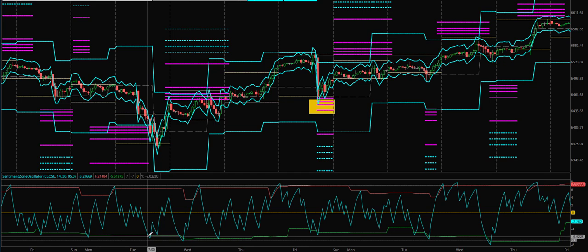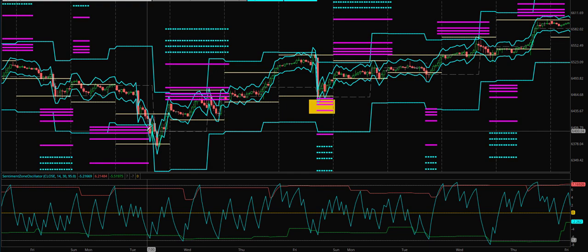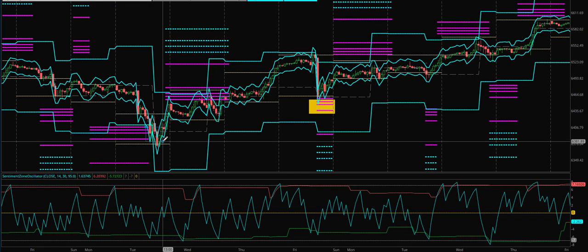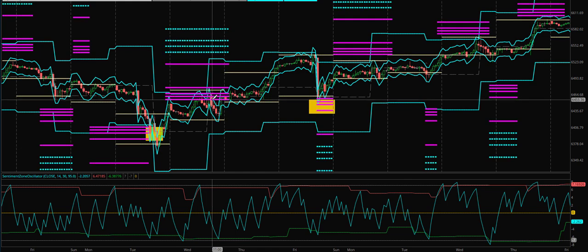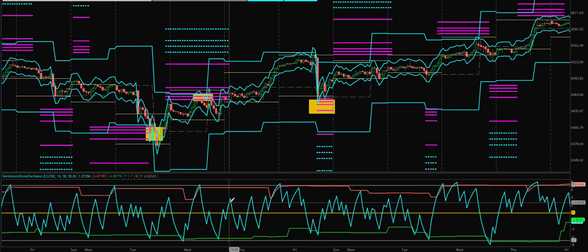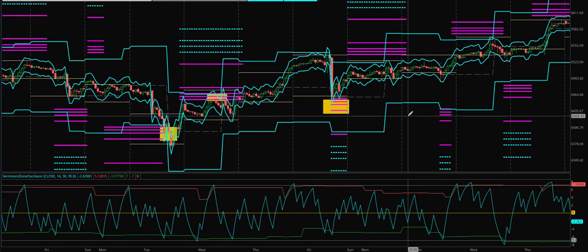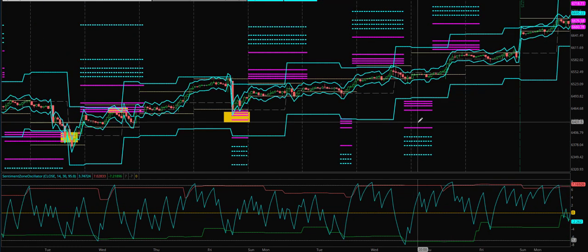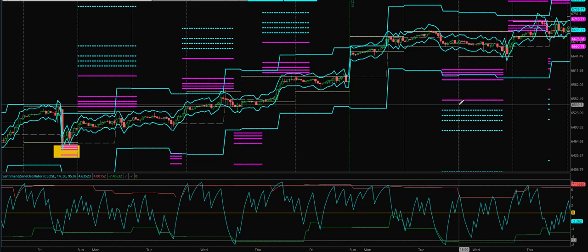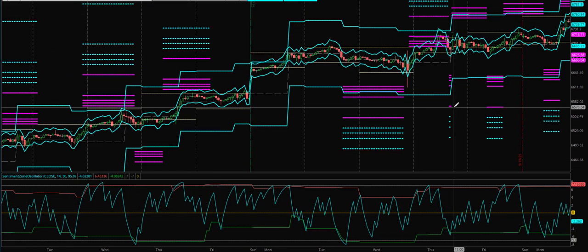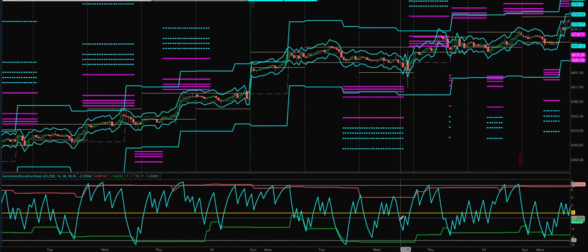All right, right here, same thing. We are at the level of the zone, level out of the zone. I need levels to be touched, so you have to be very strict with your trading. It touched here, but no signal.